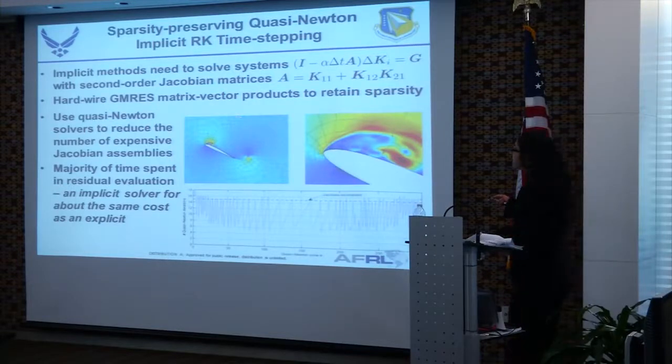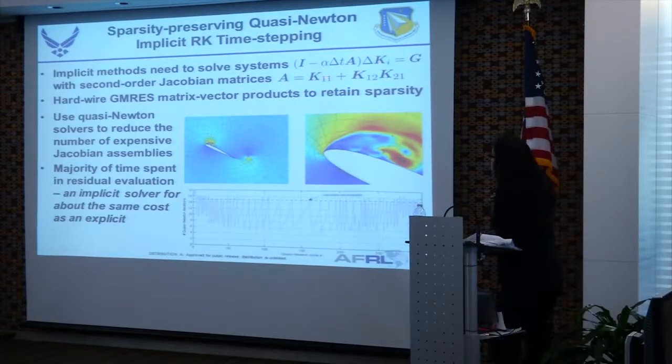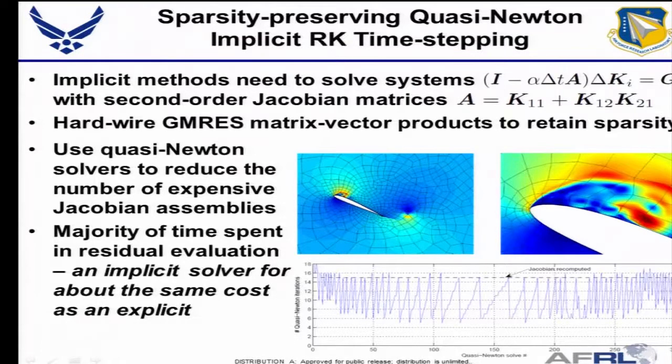But for example, look at the second order Jacobian matrix. This is a system you're trying to solve, okay? So this is A. In this case, maybe K21 and K12, both of them are sparse, but when you multiply them, the result is not going to be sparse. So how do you try to retain the sparsity of this Jacobian here?